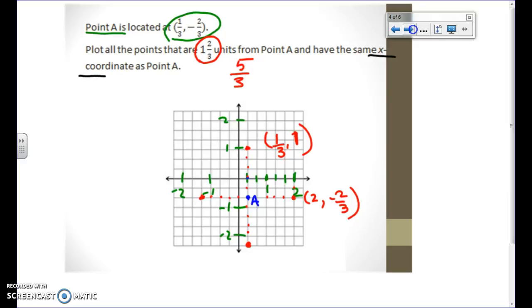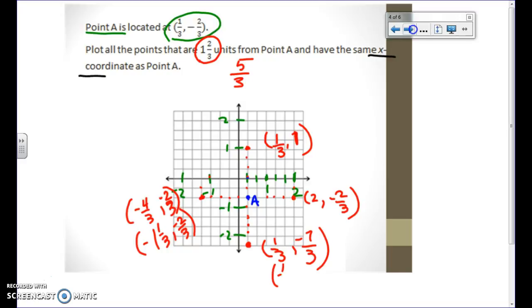And then backwards, 1, 2, 3, 4 thirds, so we could say negative 4 thirds, or we could call it negative 1 and 1 third. And then down 2 spaces, 1, 2, so negative 2 thirds. So you can think about that point either way you would like, either as an improper fraction or a mixed number. And then finally, the one way down here, it's over 1 third, and then down 1, 2, 3, 4, 5, 6, 7, down 7 thirds, so negative 7 thirds, or you could think of it as 1 third, negative 2 and 1 third. However you'd like to think about it.